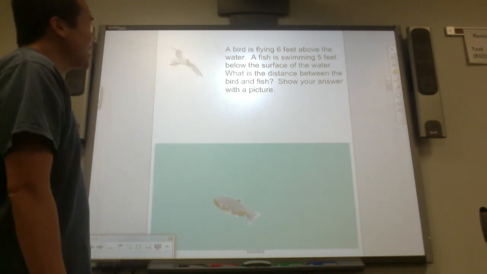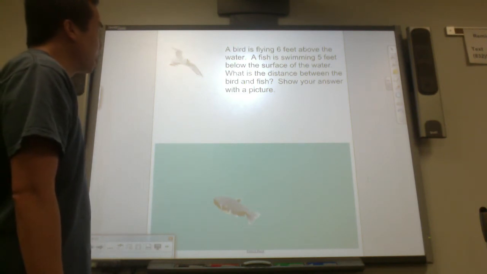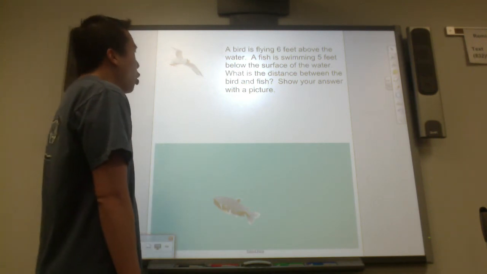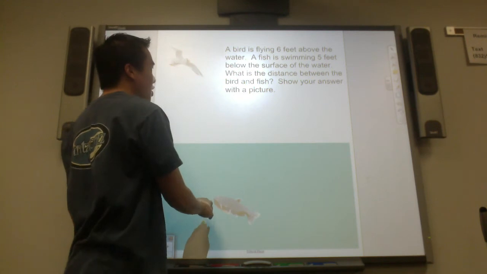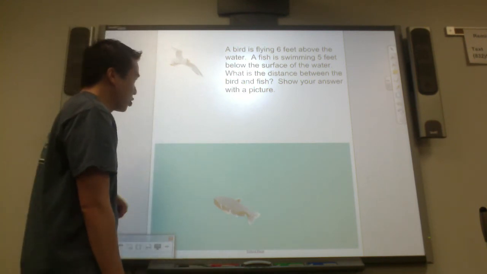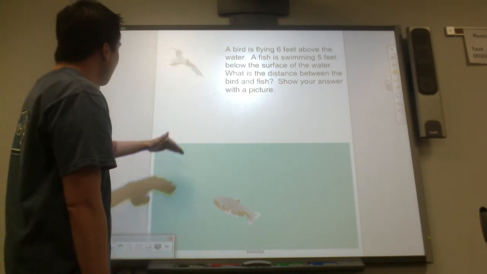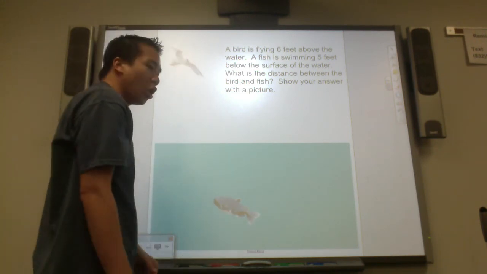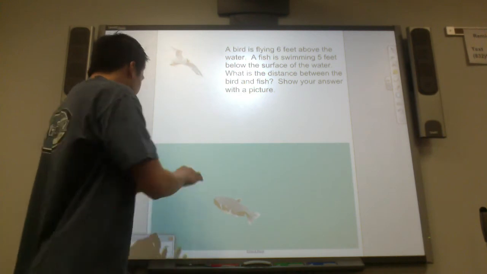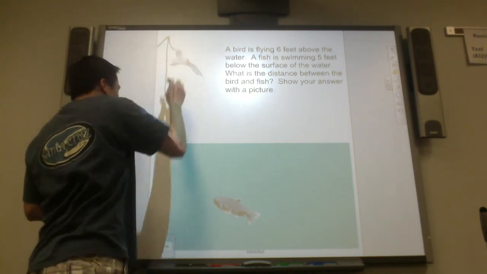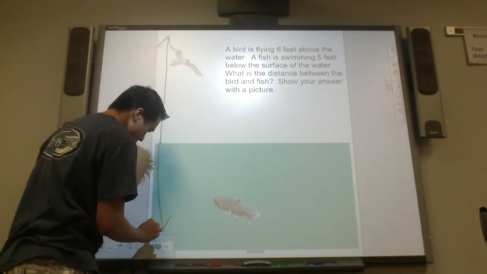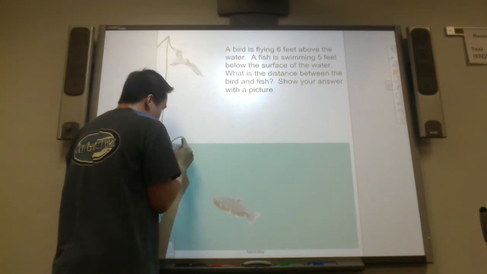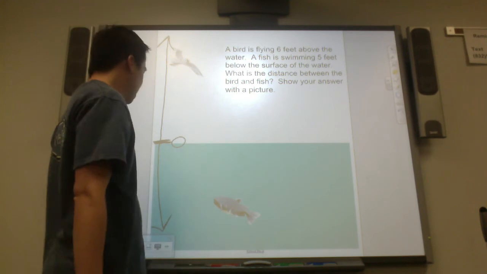A bird is flying 6 feet above the water. A fish is swimming 5 feet below the surface of the water. What is the distance between the bird and the fish? Show your answer with a picture. I want you to tell me, how far is this bird from this fish? I'm going to draw a vertical number line. 0 will be right here. This is where the water meets the sky.